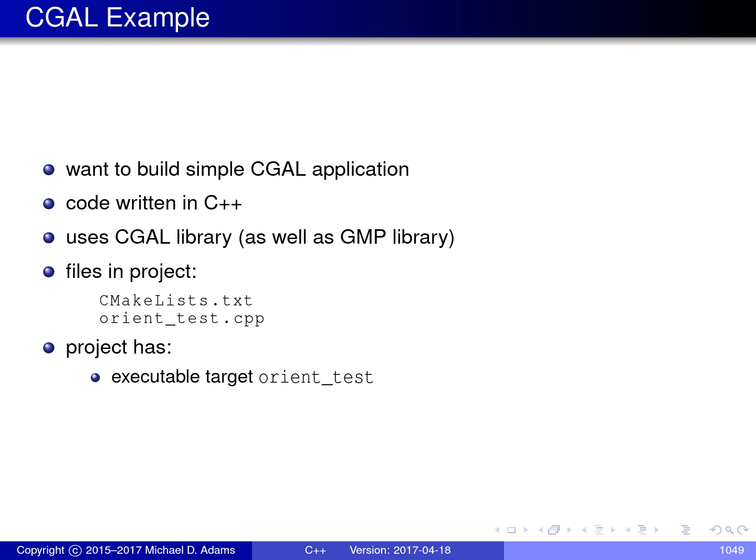Now I'd like to consider another CMake example. In this particular case, I'd like to build a simple CGAL application. The code is written in C++. In addition to using the CGAL library, it also uses the GMP library. There are two files in this project, our CMakeLists.txt file, used for building the code, as well as orient_test.cpp, which is our single source code file. And as we'll see in a moment, the project defines a single executable target called orient_test.